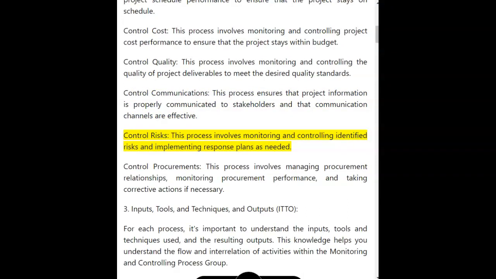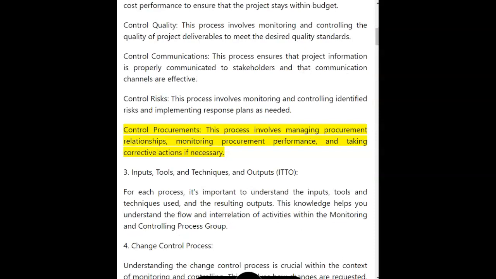Control risks. This process involves monitoring and controlling identified risks and implementing response plans as needed. Control procurements. This process involves managing procurement relationships, monitoring procurement performance, and taking corrective actions if necessary.